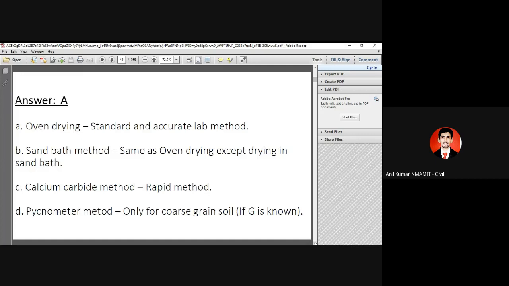Oven drying is the most standard and accurate lab method. The sand drying method is similar, but I cannot control the temperature here. Calcium carbide is the most rapid method. Here I mix the soil sample with calcium carbide and shake it rapidly. Gas is released because of the moisture, which is measured, and then I find the amount of water present. The pycnometer bottle is not the answer because I need to know the value of G, and based on that G value only I can find out the water content.